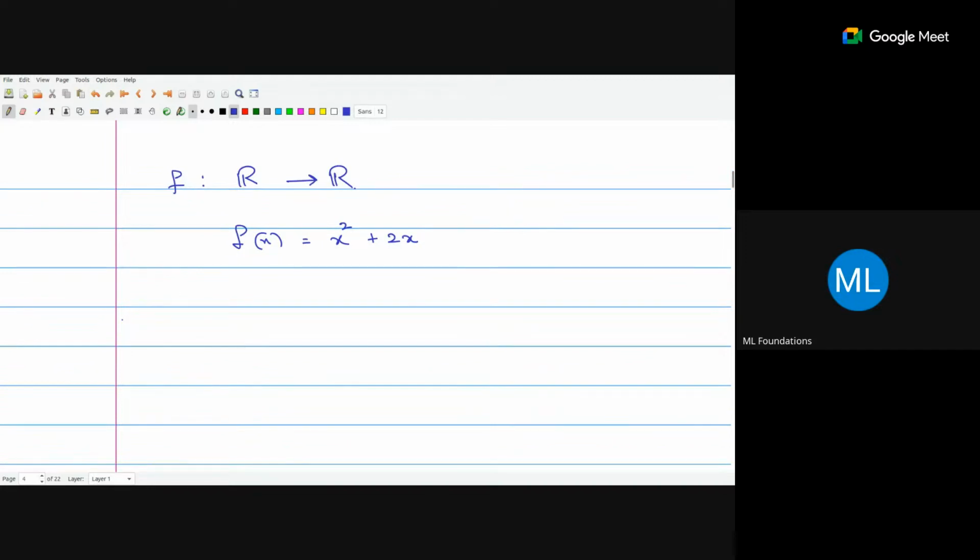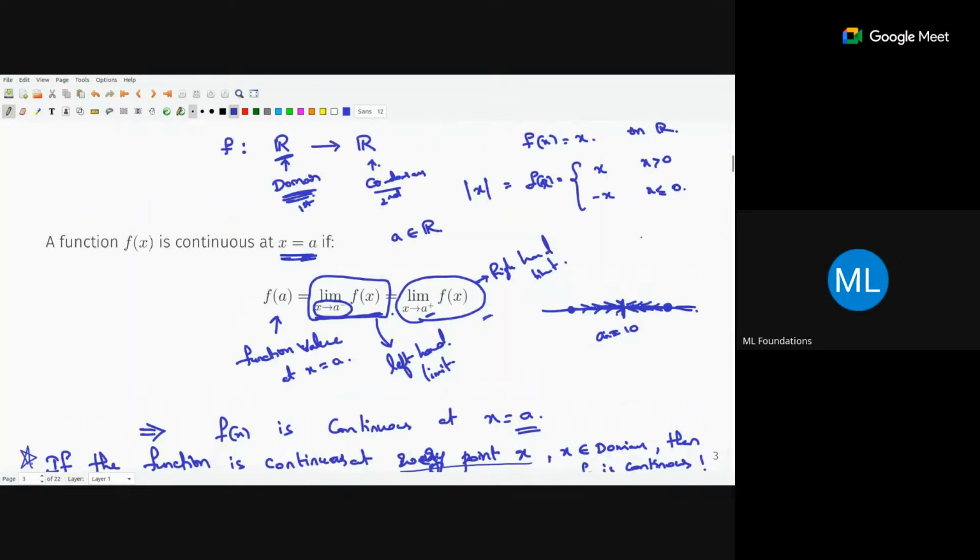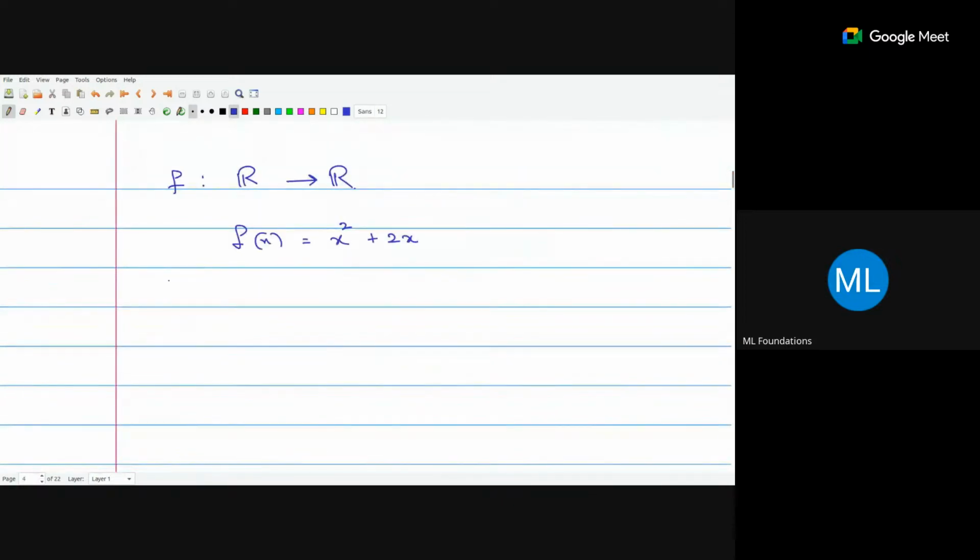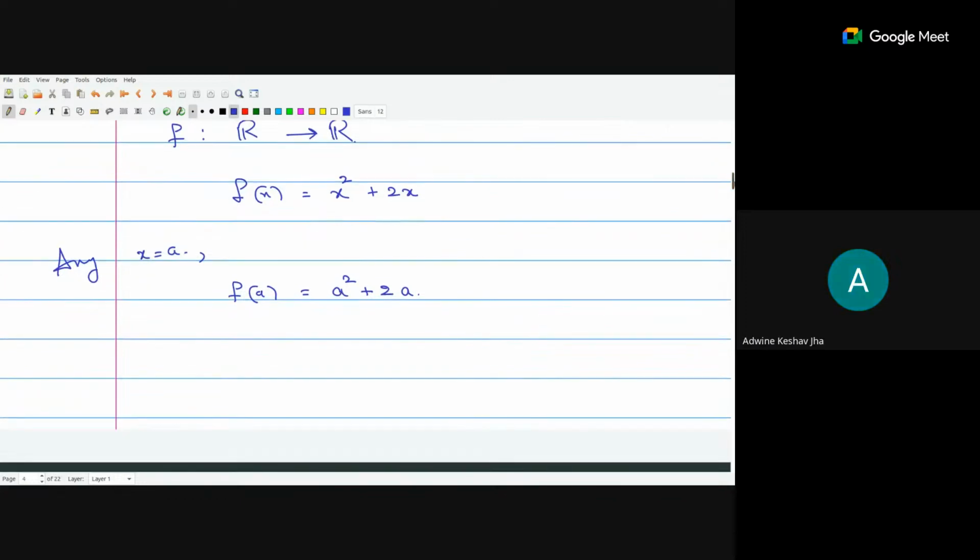Instead of taking a equal to 10, just put it like at any a. Just check what is f of a. It is a square plus 2a. This works for any a. You can pick a as 10, 20, 30, 40, whatever you pick, f of a will correspondingly be equal to a square plus 2a.